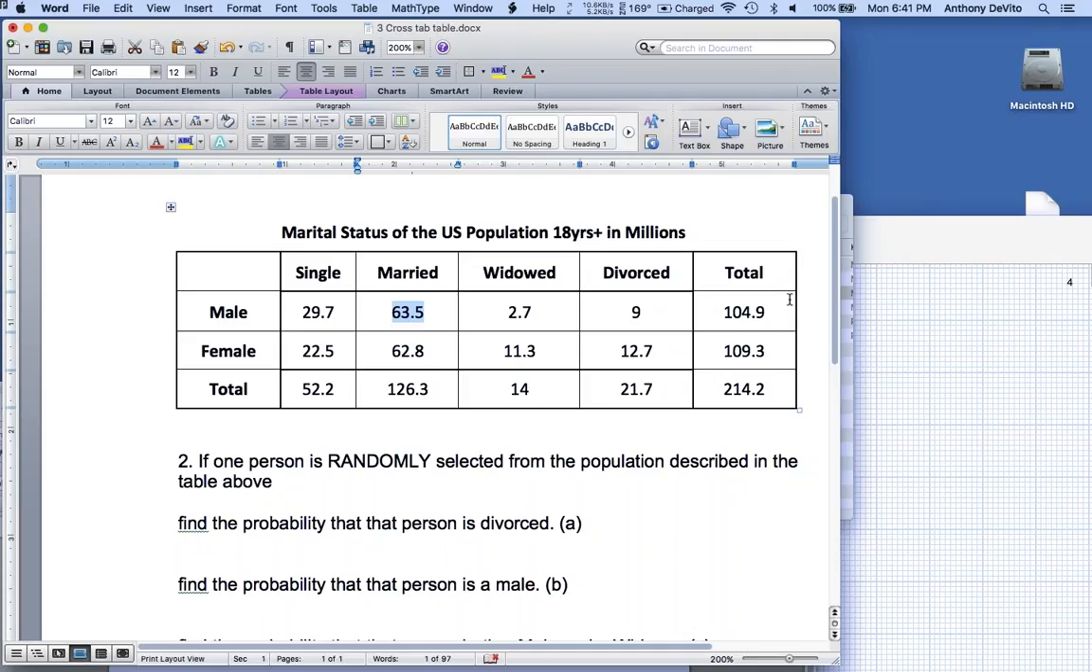Hang on a second. Given that a person is male, we're not counting the females, right? So we're only interested in the males. We're only interested in the top row. 104, right? So it's going to be 63.5 out of 104. Okay. Notice I said a condition. The condition was given that they were male. Given that we satisfied that condition first, what's the probability now that they're married also?